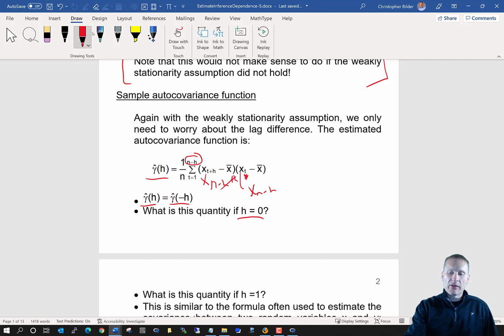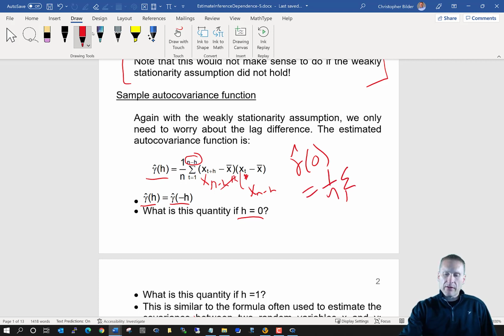What if h is equal to 0? So gamma hat of 0, look what that is. The sum from t equal 1 to n now, because h is equal to 0, x sub t plus 0, which is x of t, minus x bar, times exactly the same thing again. And so what we get here is a regular old sample variance. Now, the one difference from what you've seen in your very first stat course when you took a sample variance is that notice we're dividing by n here rather than n minus 1.